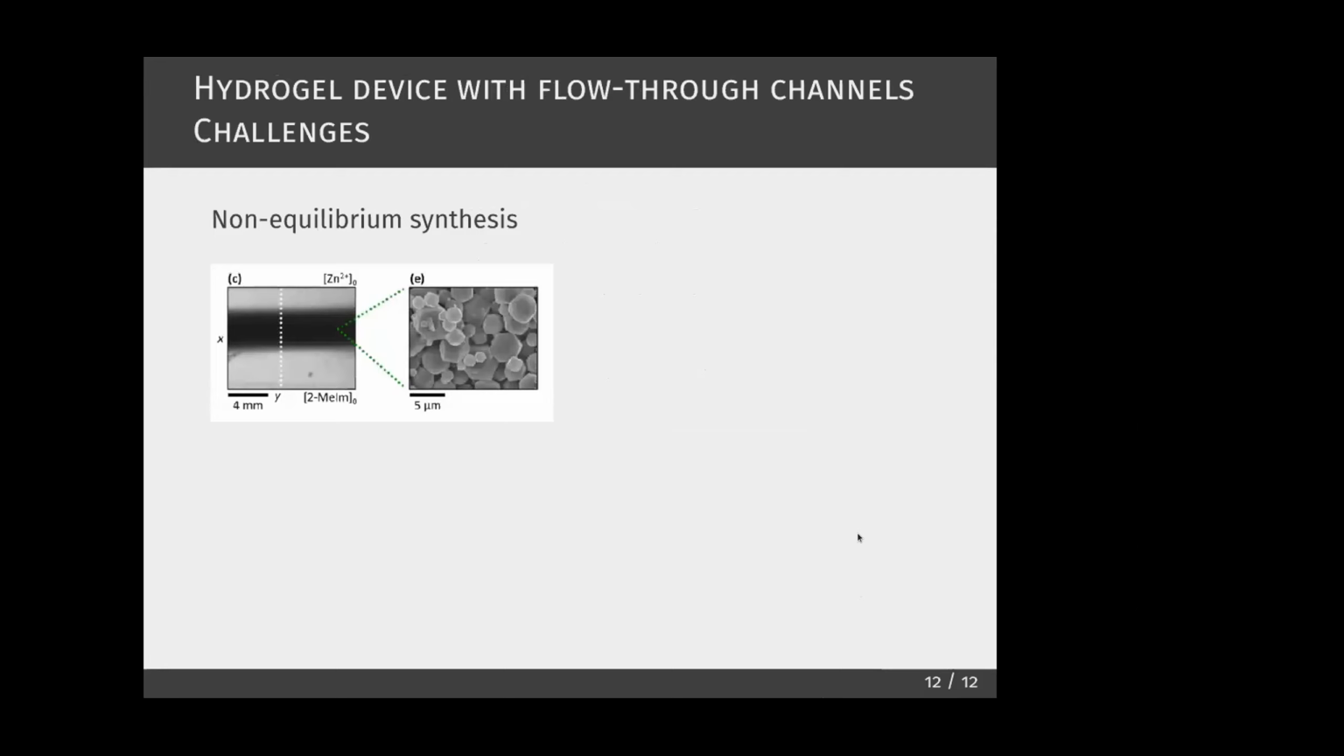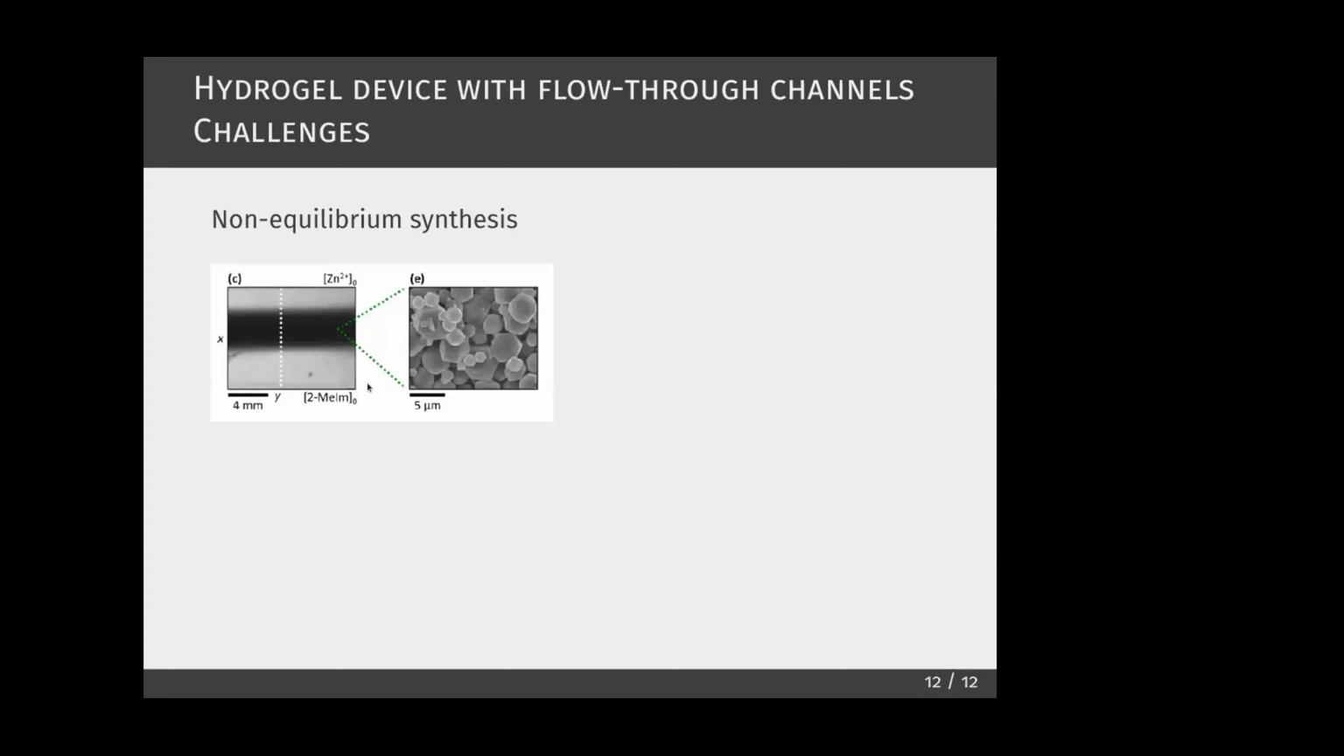So why is our system interesting and what do we expect as further directions? First, we believe that this simple device can be successfully applied to perform non-equilibrium synthesis. I mean, it's an interesting idea to perform synthetic chemistry at non-equilibrium conditions when we, for example, keep stationary concentration gradients.